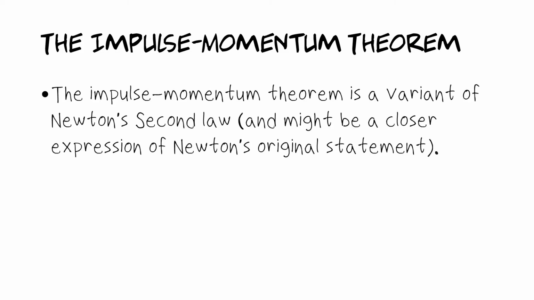So let's introduce the impulse momentum theorem. This is a variant of Newton's second law, and some people argue that actually the way we write Newton's second law, F equals ma, isn't the true way that Newton sort of visualized it, and the impulse momentum theorem is actually closer to the way that Newton was thinking. So if we start with the initial Newton's second law, F equals ma, we can expand F equals ma into F equals m times delta v over delta t. Change in velocity over change in time is the acceleration.